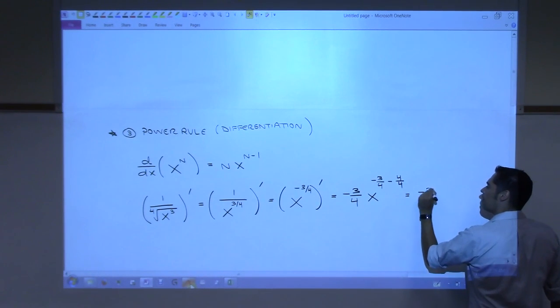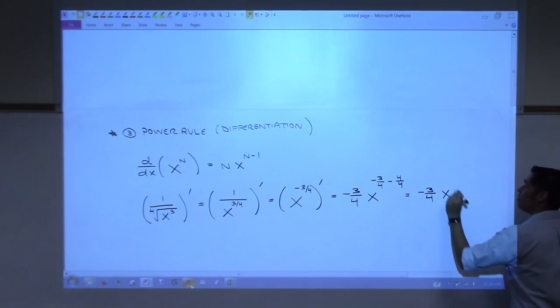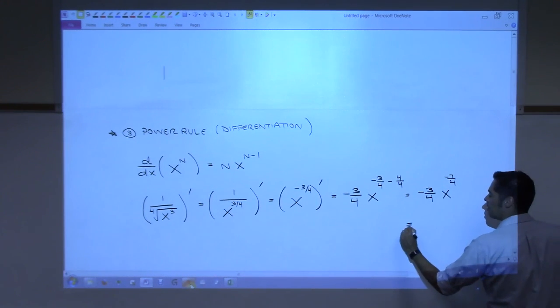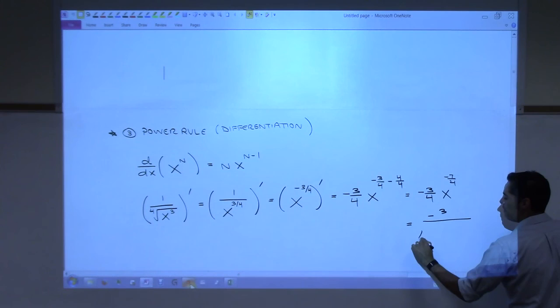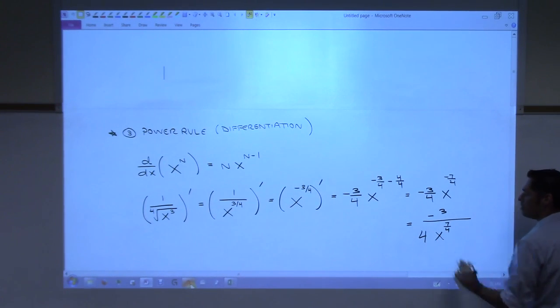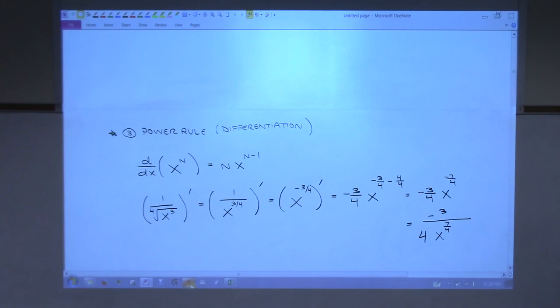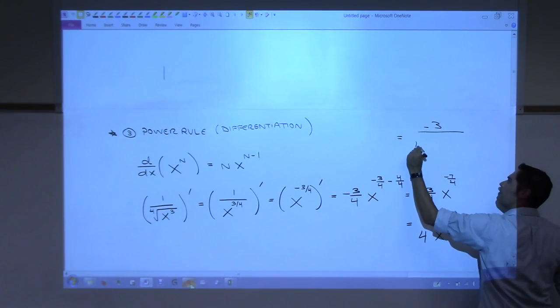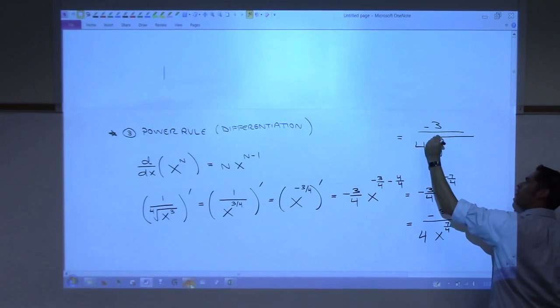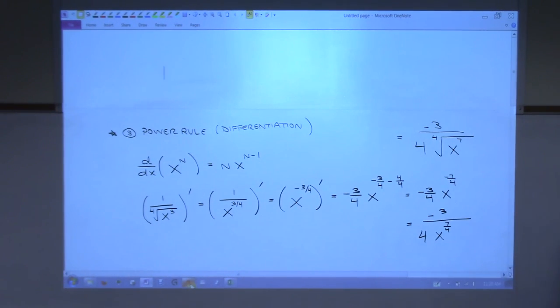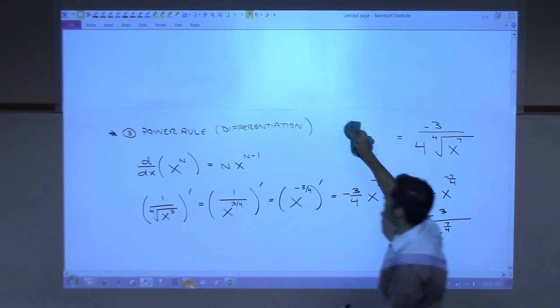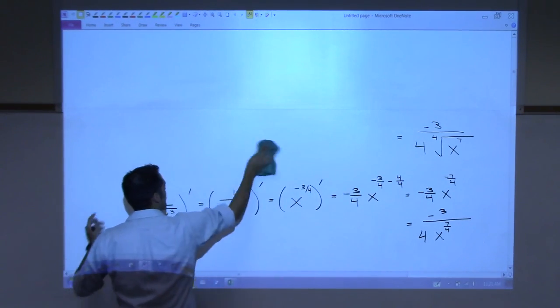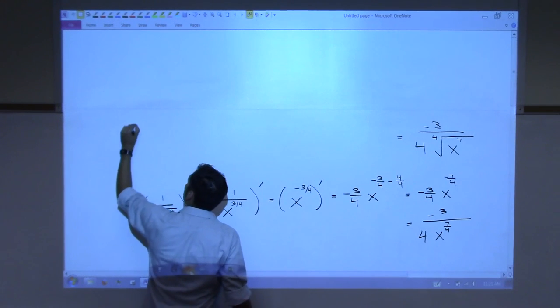So this is going to be negative 3/4 x raised to the negative 7/4, which is the same as negative 3 over 4x to the positive 7/4, which I can write as the 4th root of x to the 7th. This is negative 3 over 4 times the 4th root of x to the 7th. And I can do the same thing I just did a second ago. I can split up x to the 7th as what? This is scratch work over here.